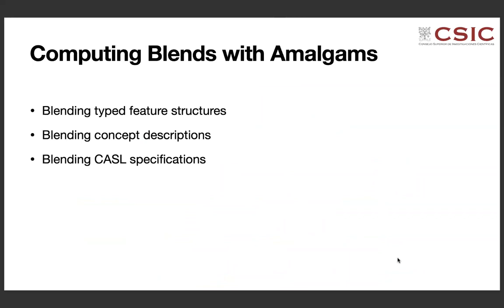So I will mention three. Blending where our objects are typed feature structures, blending when our objects are concept descriptions in a description logic, and blending when these objects are specifications in the common algebraic specification language, CASL. In all these cases, we have done some implementations of the computation of amalgams. That would be the computation that can be seen as the computation of these near pushouts.